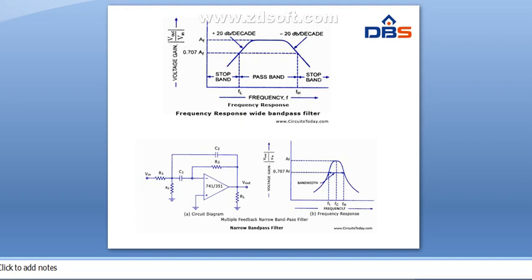Here the total gain is A1 into A2. So AFT equal to A1 into A2, where AFT is the total passband gain, A1 is the gain of the high pass section and A2 is the gain of the low pass section. In the wide band pass filter, the total gain is A1 into A2. A1 is the gain of the high pass section and A2 is the gain of the low pass section.